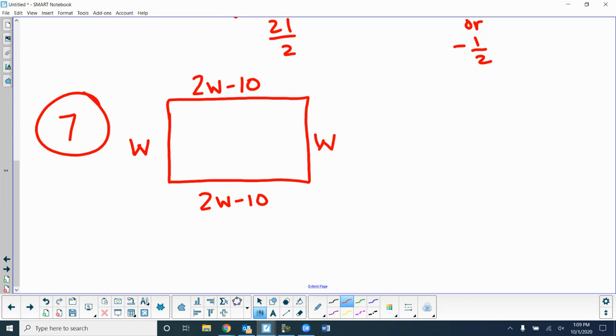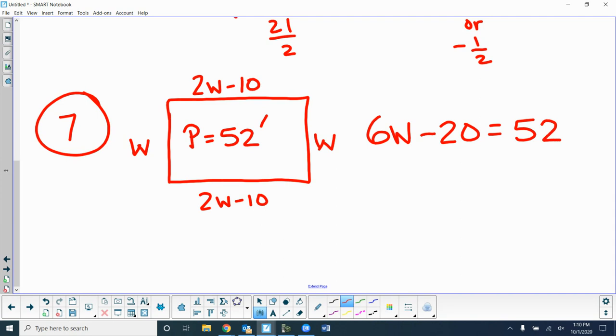Again, you can use X's. It doesn't matter what variable. Total is the perimeter. Again, what's perimeter? All the sides added up, the distance around the object, right? So we just add up the four sides. 1W plus 1W is 2W, plus 2W is 4W, plus 2W is 6W. What's negative 10 plus negative 10? Negative 20, equals 52 feet, our perimeter.